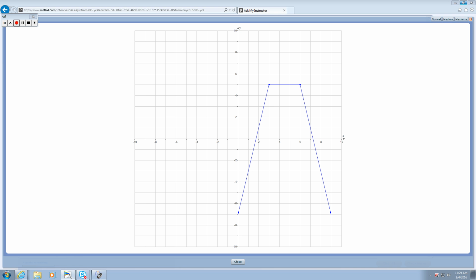Okay, so if you wanted to write it, you would say increasing from negative infinity to 3, and it touches 3, and then it's constant from 3 to 6. And then what is it doing from 6 to infinity? It's decreasing. And that's how you read increasing and decreasing values. Notice I read it from left to right.